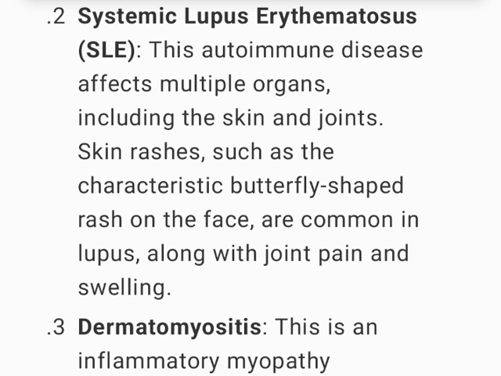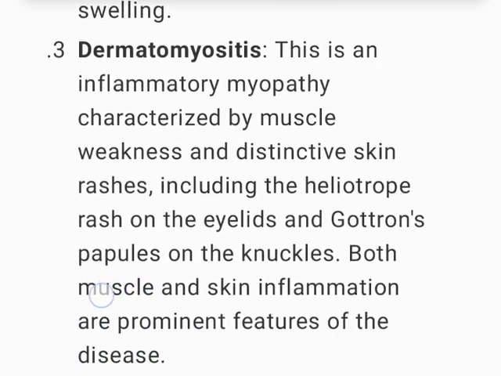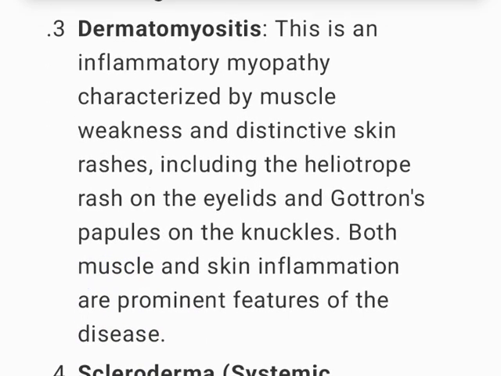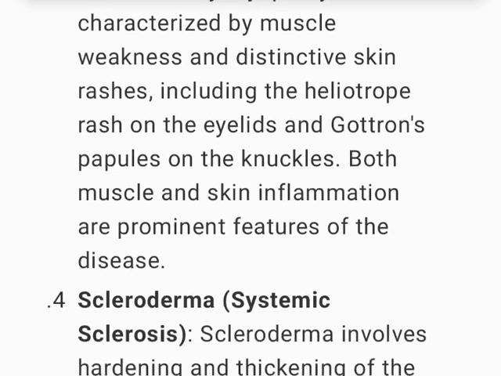Skin rashes, such as the characteristic butterfly-shaped rash on the face, are common in lupus, along with joint pain and swelling. 3. Dermatomyositis. This is an inflammatory myopathy characterized by muscle weakness and distinctive skin rashes, including the heliotrope rash on the eyelids and Gottron's papules on the knuckles. Both muscle and skin inflammation are prominent features of the disease.